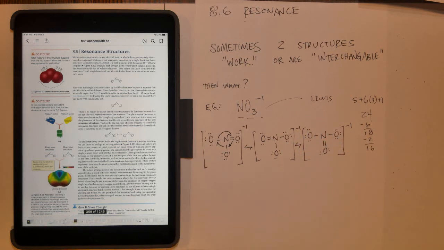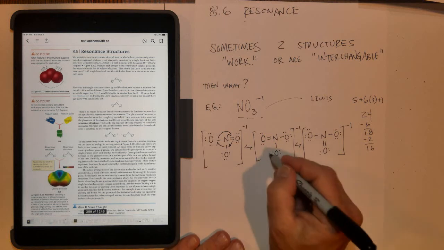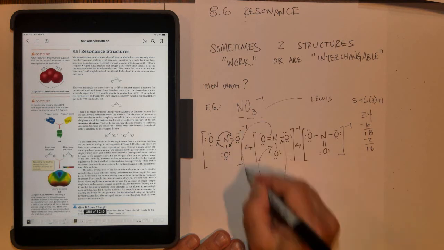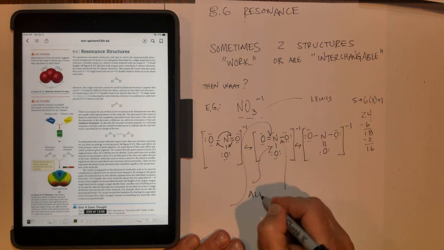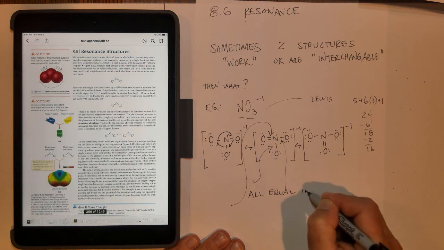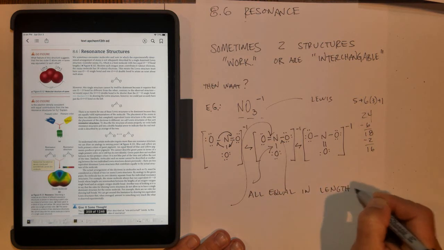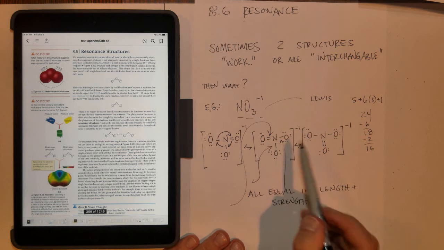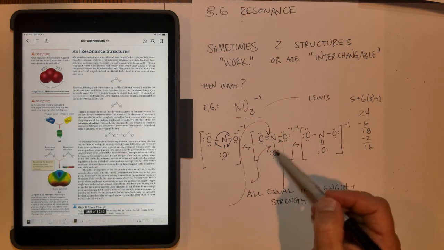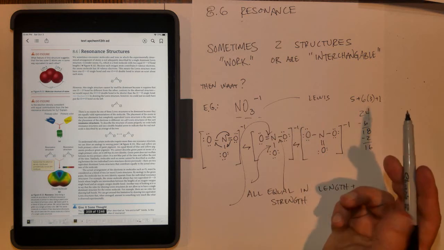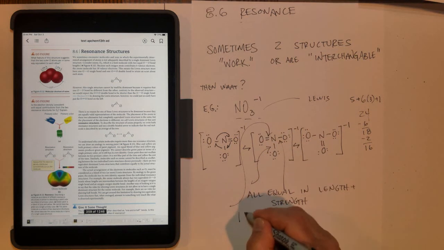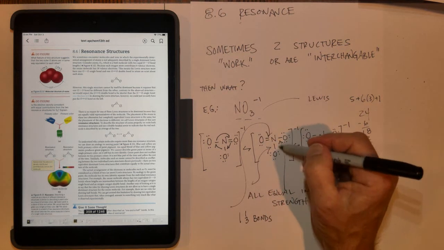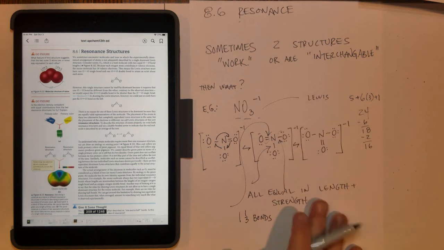This resonance, when measured for length and strength of bonds, actually shows that this bond, this bond, and this bond are all equal in length and strength. And since there are 3 bonds with 3 areas to bond, with 4 bonds to go around, each one of these bonds is like 1 1/3 bonds between each. So this is like a bond and a third, this is a bond and a third, this is a bond and a third.